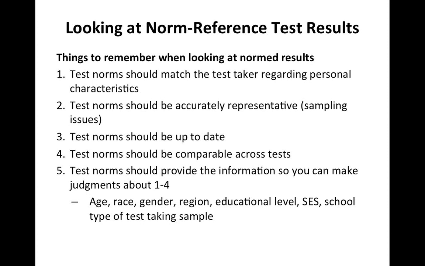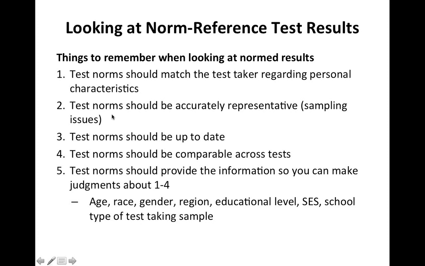Okay? Now, the test norms then should match the test taker regarding their personal characteristics. So if I'm looking at Wisconsin norms, I should be looking at Wisconsin students. If I'm looking at a 5th grader, I should be looking at the 5th grade scores for their population. I shouldn't be trying to apply 8th grade scores and norms to a 5th grader. Likewise, I wouldn't want to use a different state, which might have different state standards, to measure academic achievement.